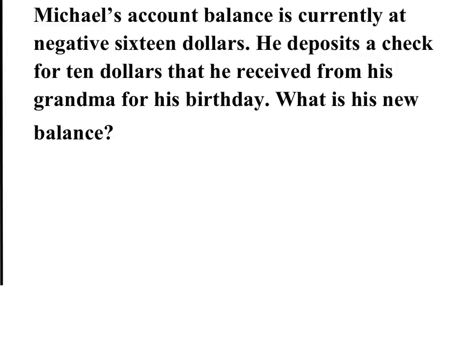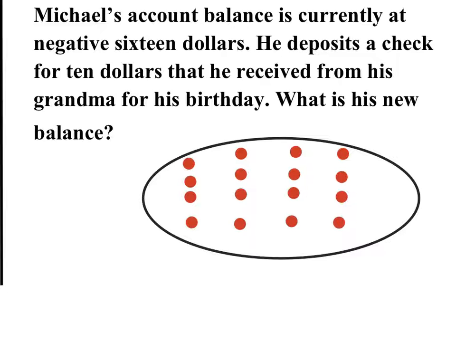Now I'll do the same thing for this next example. Michael's account balance is currently at negative $16. He deposits a check for $10 that he received from his grandma for his birthday. What is his new balance? So I have my 16 negative counters, which would represent 16 negative dollars. But then he deposits a check for $10 that he received from his grandma for his birthday. So I need 10 of these, right? And I'm just kind of starting from left going to the right. 10 of them, right? It doesn't really matter where you put them.